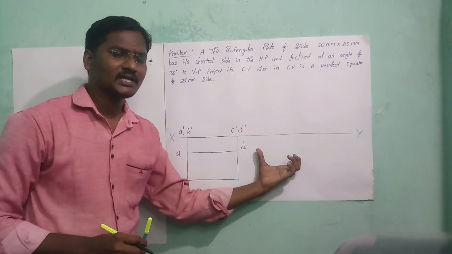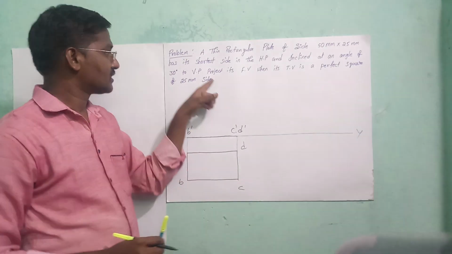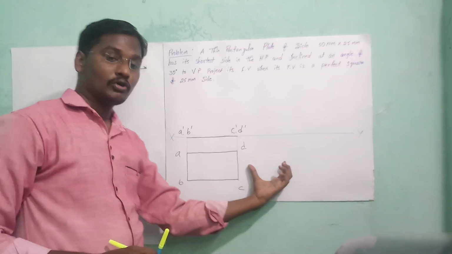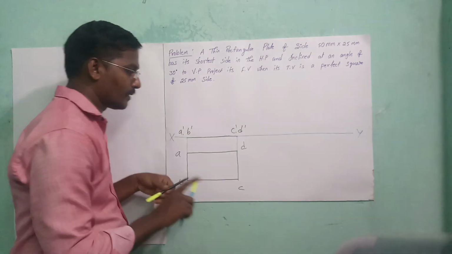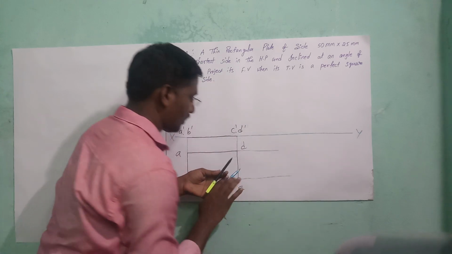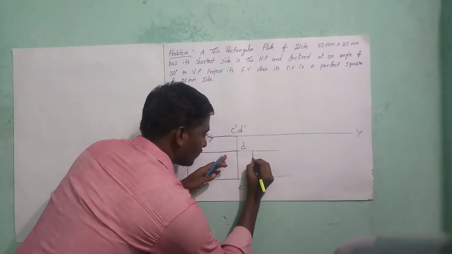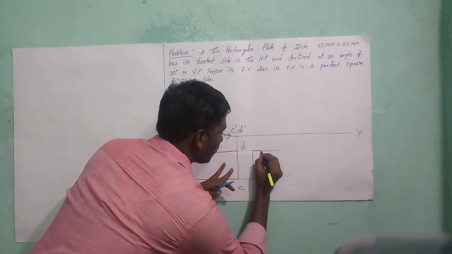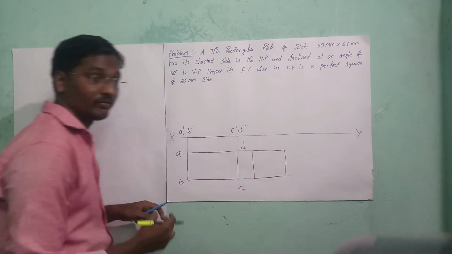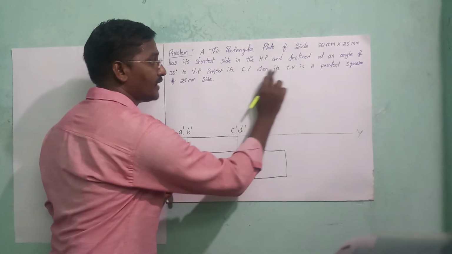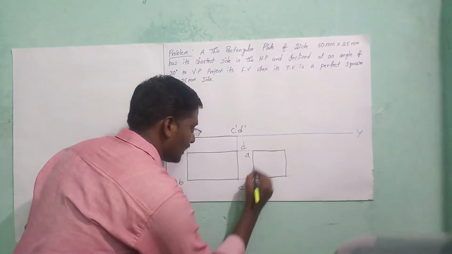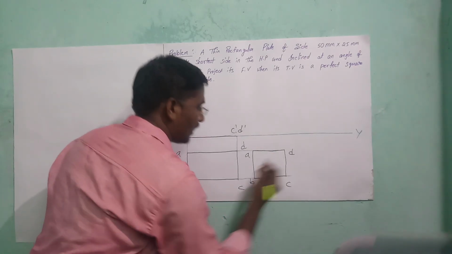Now what is the second position he has given? He has not given it directly. What he has given: project its front view when its top view is a perfect square. That means in the top view we have to draw the perfect square. Now project the lines horizontally here. Now draw the perfect square here. This is the height of 25 mm. Now here this is 25, 25, like this 25. Look at here: project its front view when its top view is a perfect square. Now we have to construct here a perfect square. Now look at the points A, B, C and D.